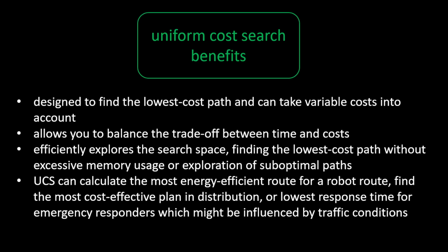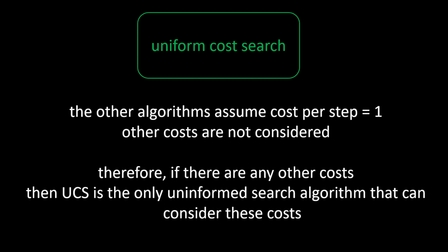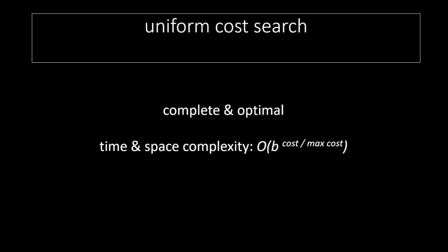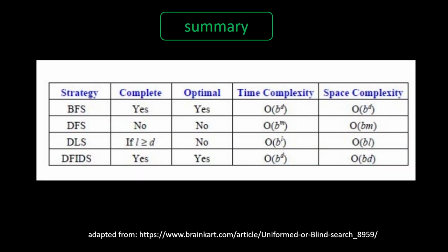Uniform cost search is a bit different. It's actually more like an informed search in some ways because we have costs. But the other algorithms all assume there's a cost of 1. So if there's a cost of 1, uniform cost search is not needed. But if there is a different cost than a cost per step of 1, then we use uniform cost search. So it's not really comparable with the other algorithms. It is complete and optimal, but its complexity, both time and space, is based on the cost and the maximum cost.